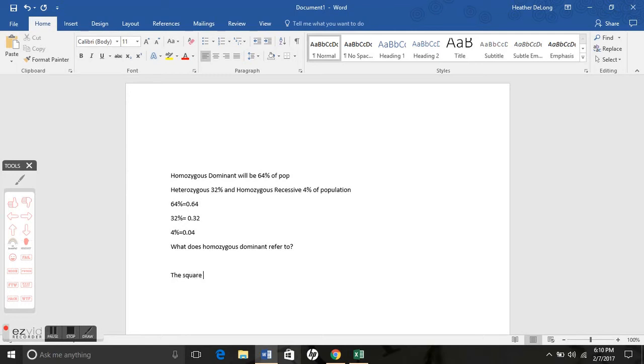How do I take P squared and make it P? Well, I'm going to square root both the P squared as well as the number 0.64. The square root of 0.64 is, of course, 0.8. You now have P, which is the frequency of your dominant allele, which is exactly what is being asked of you in part 8.